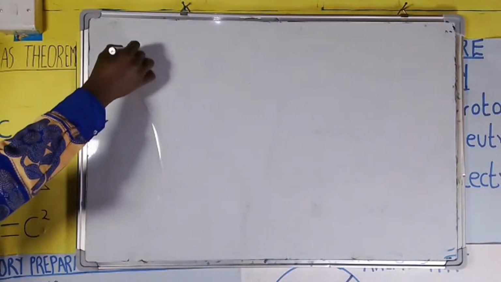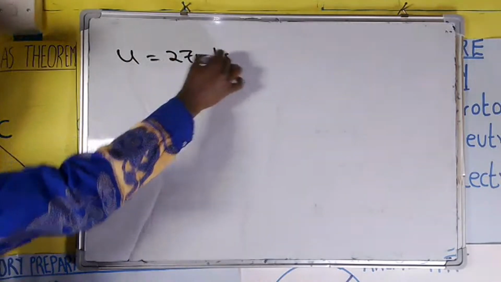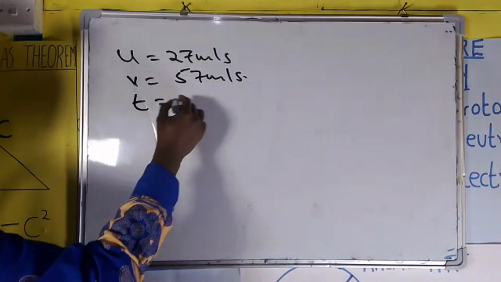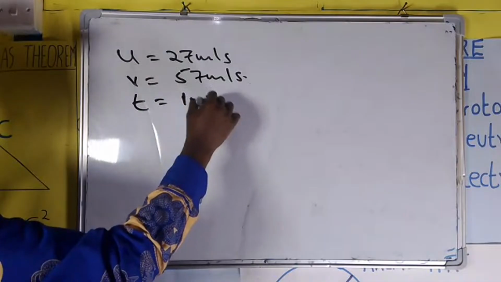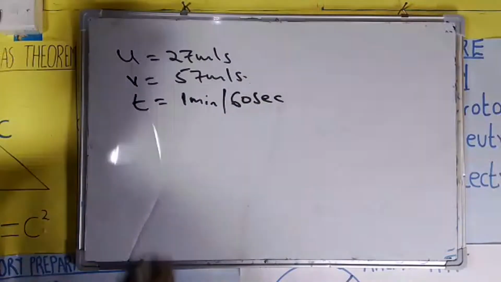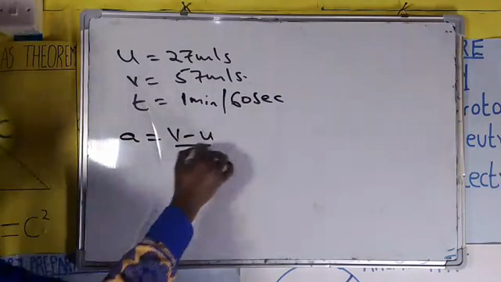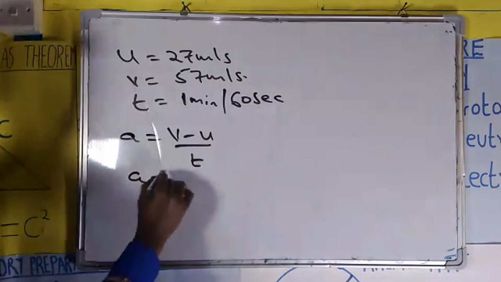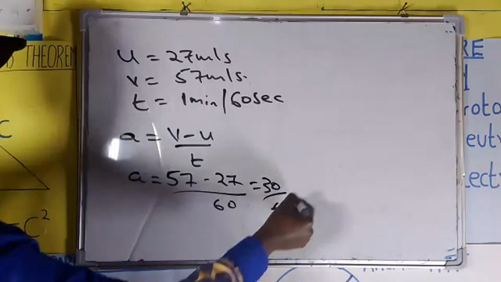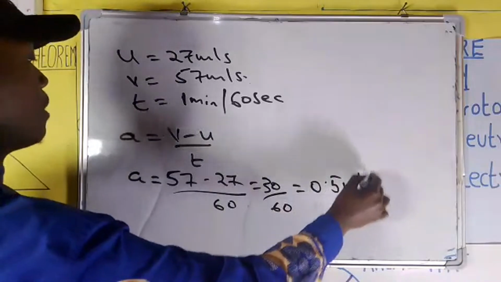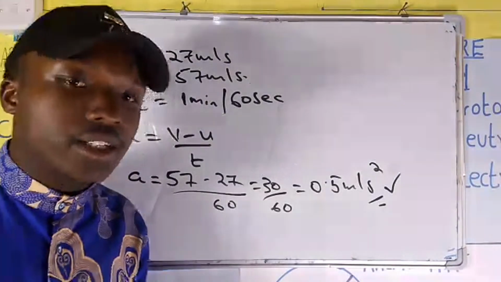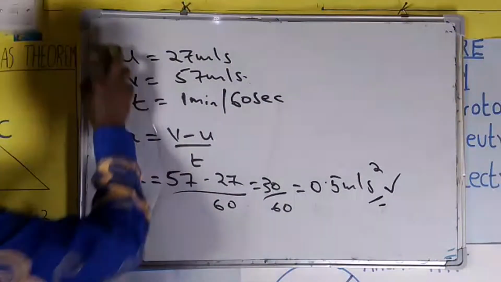So initial velocity was 27 meters per second. Final velocity was 57 meters per second. And time taken was 1 minute. 1 minute is the same as 60 seconds. Remember we said time should be taken in seconds. So acceleration is v minus u over t. So your acceleration was 57 minus 27 over 60. This resolves to 30 over 60, which is 0.5 meters per second square. That is correct.